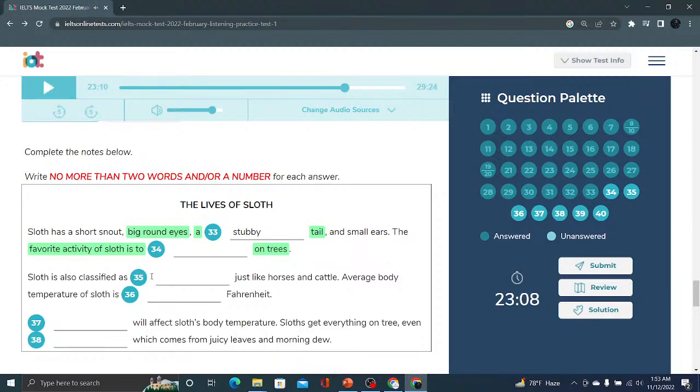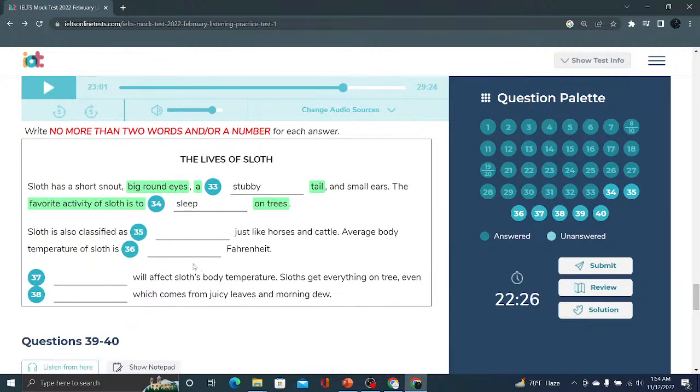Did you get the answer? Okay, let's listen to it again. He said sloths spend most of the day sleeping. So what do you think the answer would be? The answer would be to sleep. Yeah, to sleep, because it spends most of the time sleeping. To sleep, on trees.